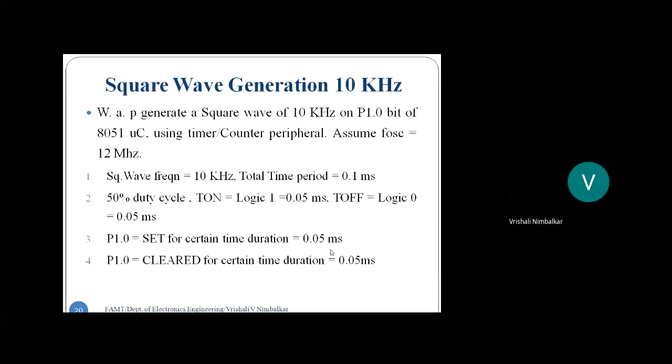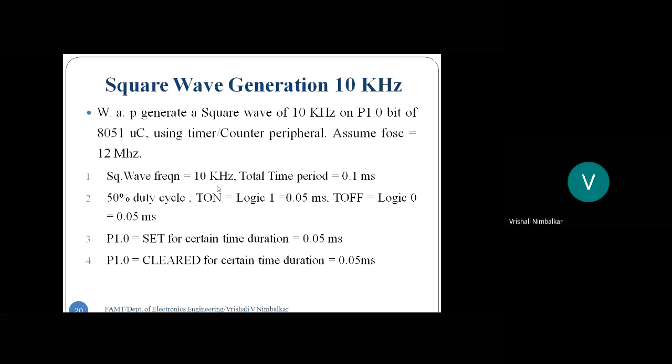And later on, we will clear the same port bit P1.0 for a certain time duration, again 0.05 milliseconds. That's how we generate a square wave. It's mentioned P1.0 bit, so set it and keep it logic 1 for some time duration, then make it logic 0 for some time duration, and repeat this process so as to obtain a continuous square wave. So that is all we should obtain from the problem statement.